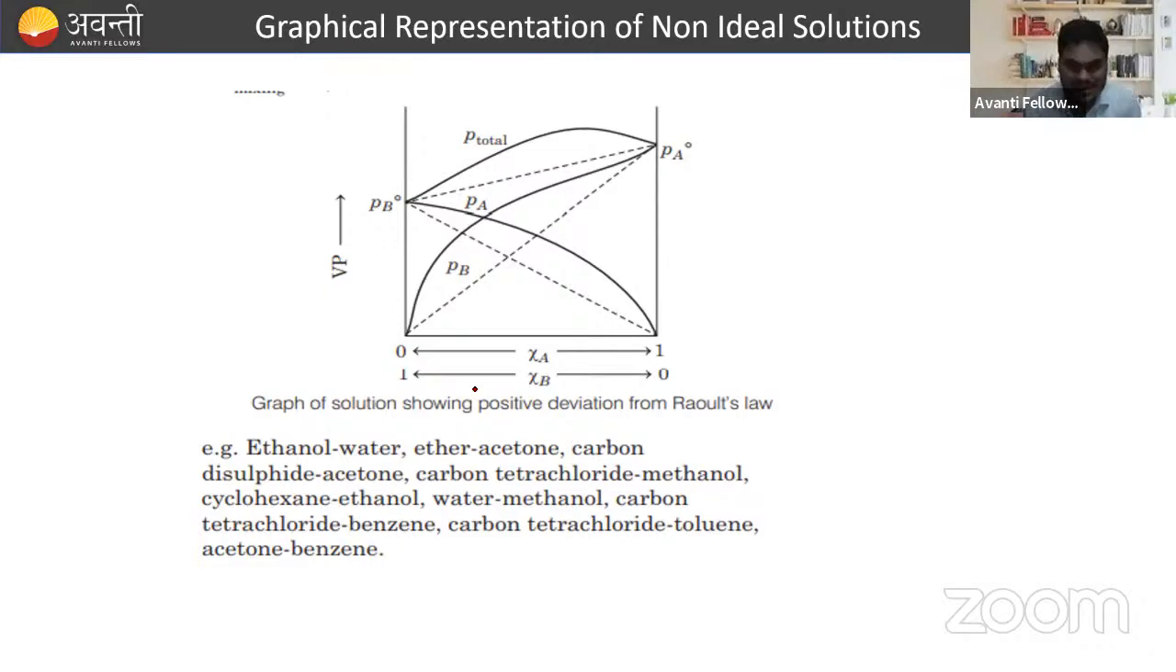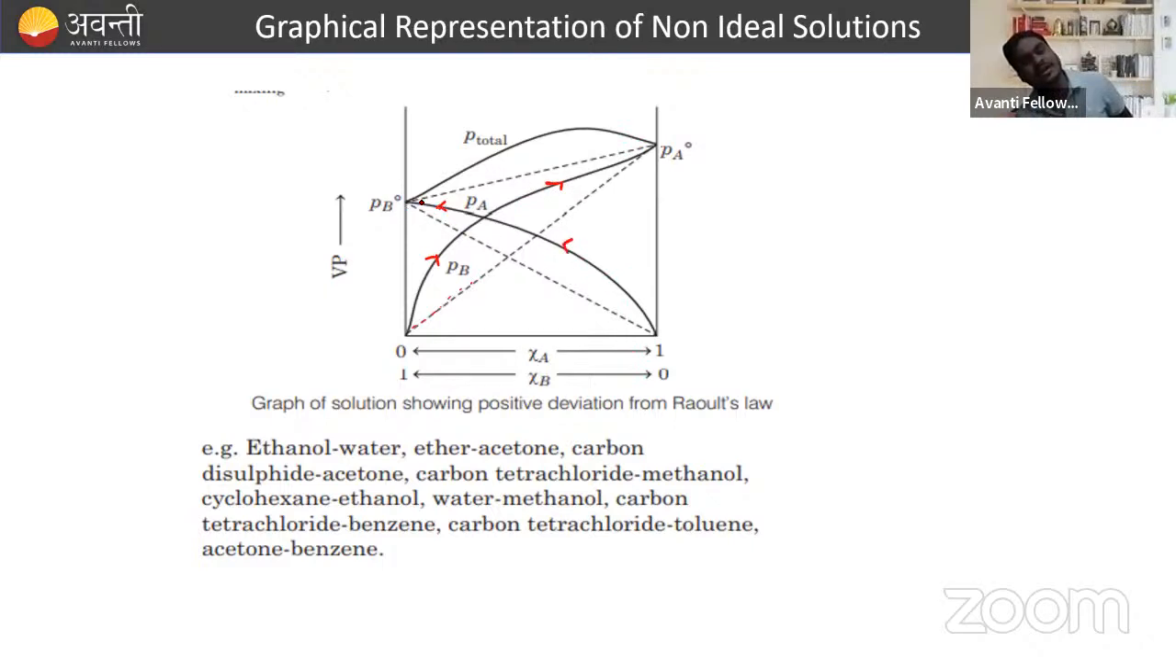So this dotted line represents the ideal behavior of the solution. So in positive deviation, the pressure increases more than what we expected. Similarly, if I'm talking about PA, then the pressure increases from this point P naught A to this. So this is the increase in the pressure for A. Similarly for B, this is the increase in the pressure.